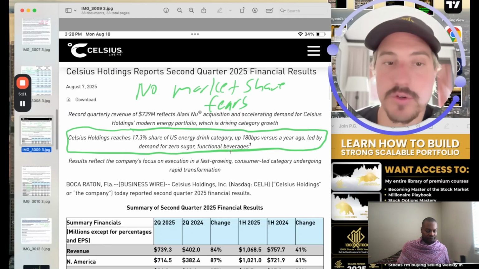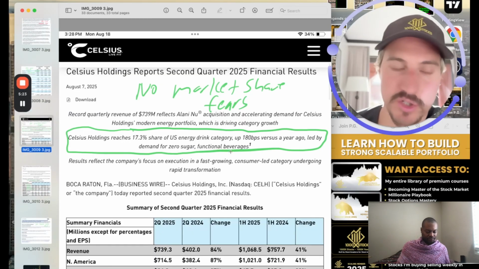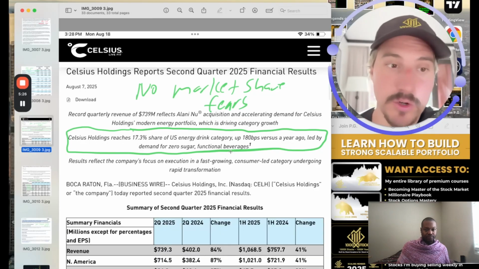Additionally, if you talk about market share and where Celsius's market share is, there's no longer fear around that. You know why?